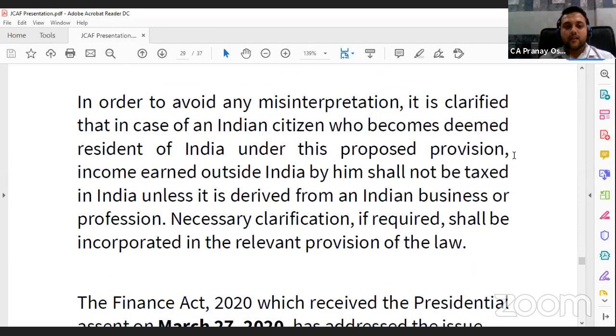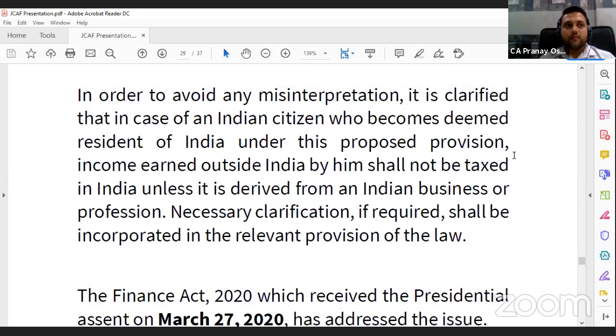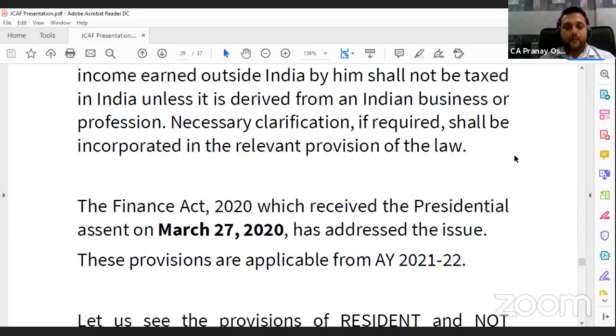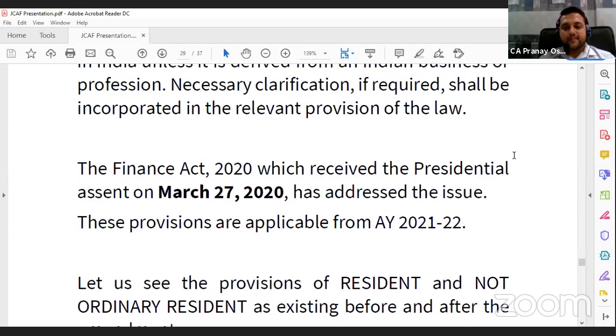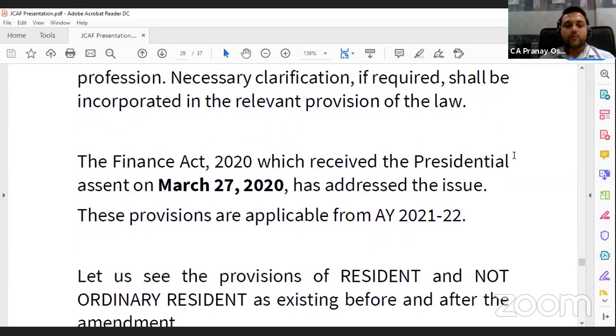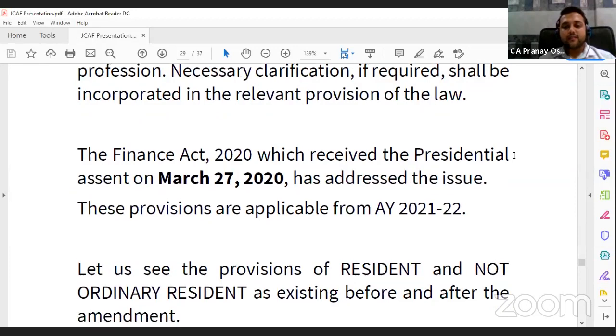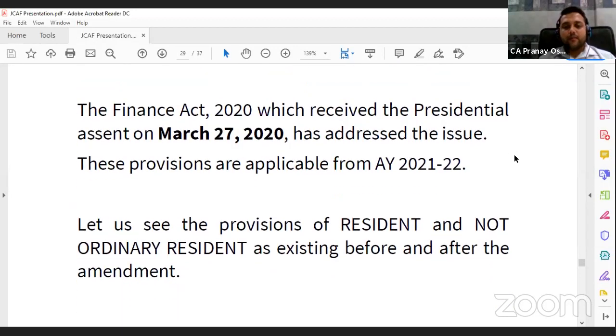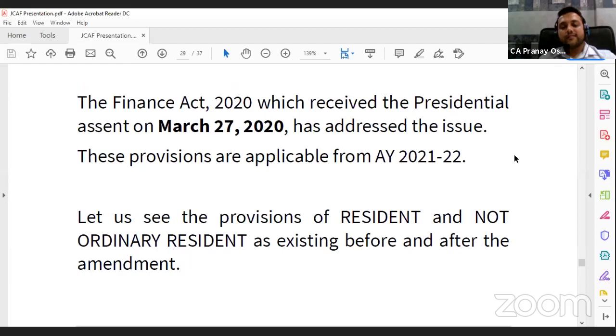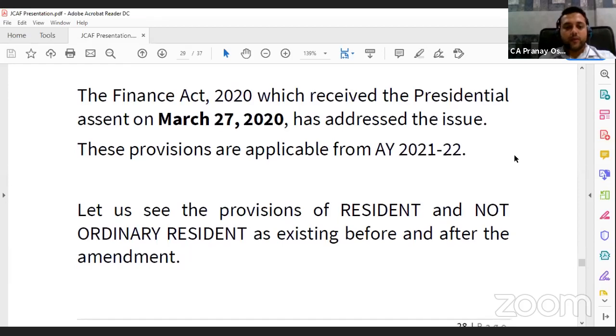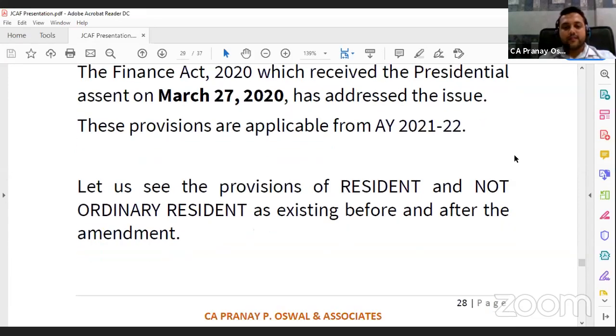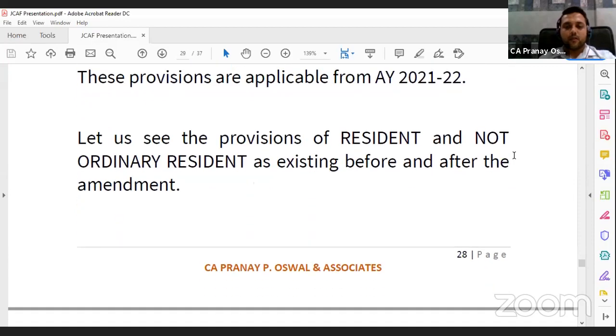This was the press release that the foreign income earned will not be taxed unless it is earned by a business or a profession which is set up in India. The Finance Act 2020, which received the presidential assent on March 27, 2020, has addressed the issue. The provisions are applicable from assessment year AY 21-22. Let us see the provisions of resident and non-resident as existing before and after the amendment.